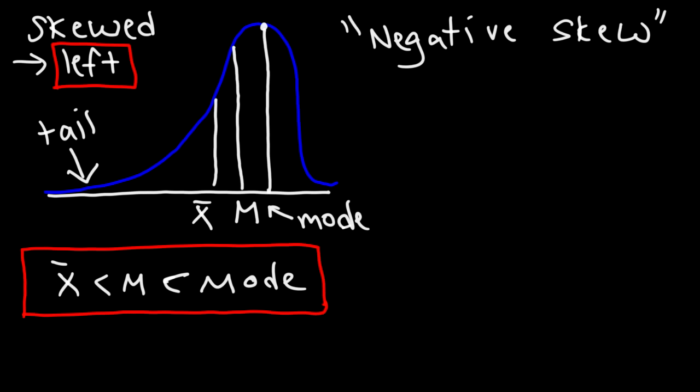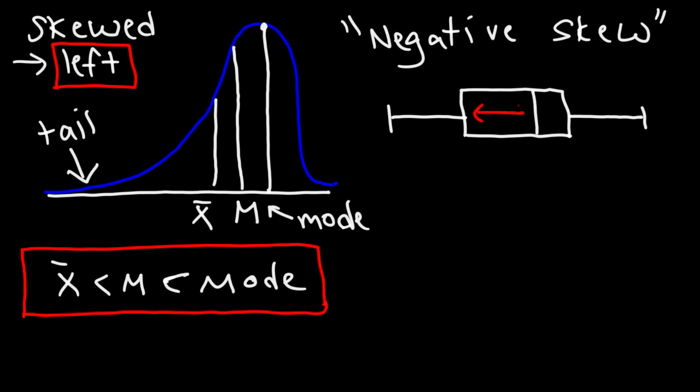Now let's talk about the box plots for this type of distribution. Let's say that the length of the whiskers are the same. The box on the left is going to be longer than the box on the right. So in this particular instance, Q2 minus Q1 will be greater than Q3 minus Q2.